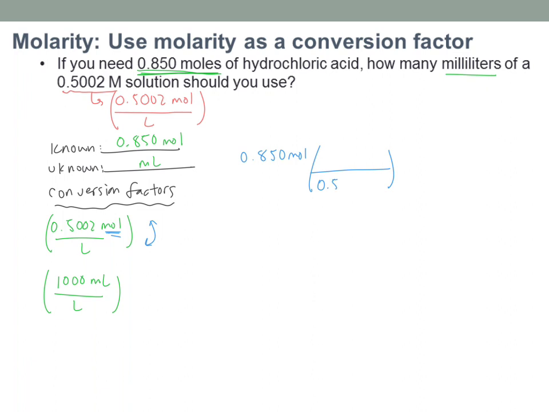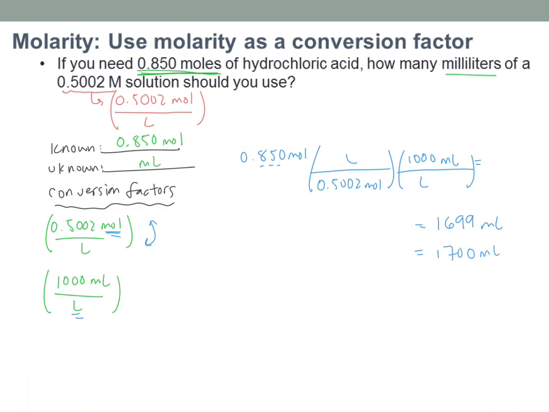So this will be 0.5002 moles per liter. And now I have liters that I need to get rid of, and so there's my liters. So I'll leave that one as it is. Right, so I'll leave liters on the bottom, put 1,000 milliliters on top. And if I solve for that, what I end up getting is 1,699 milliliters.